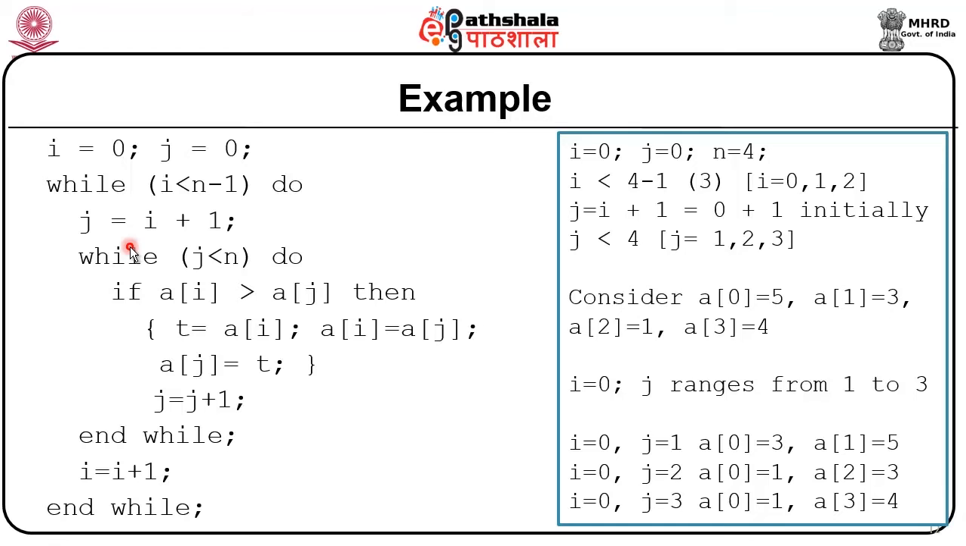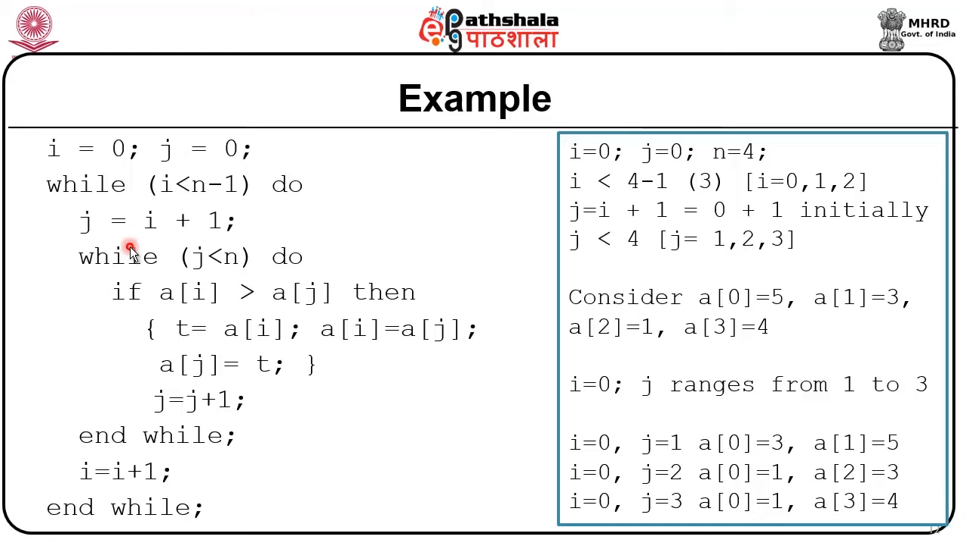You can infer that when i equal to 0, j equal to 1, a comparison is being made in this manner: a of i, which means a of 0, greater than a of 1. The value of a of 0 is 5. The value of a of 1 is 3. So, this condition becomes true.